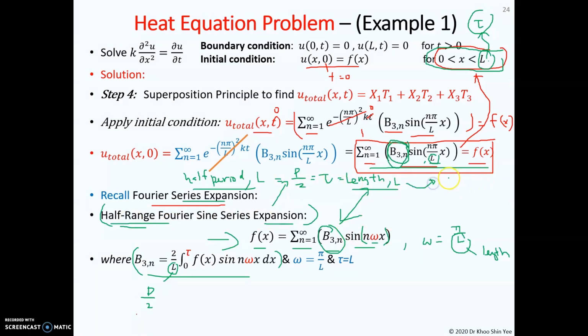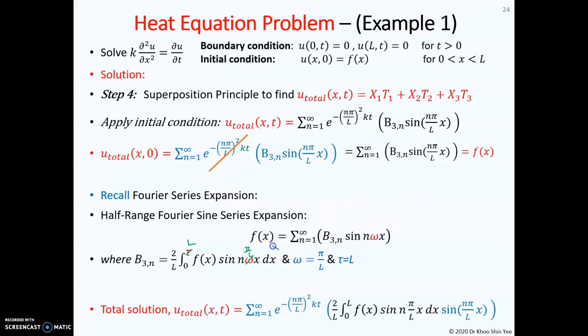Continuing from here, you can obtain omega equal to 2 pi over P. So P is equal to 2L here, which gives you pi over L. This is the same as the omega answer that you obtained previously, so you can use either way to obtain it. So you substitute tau to be L, and substitute omega to be pi over L. Then you succeed in obtaining the answer for the B coefficient. So in this case, f(x) and L are not given. If these two are given, then you can find the value for this B.